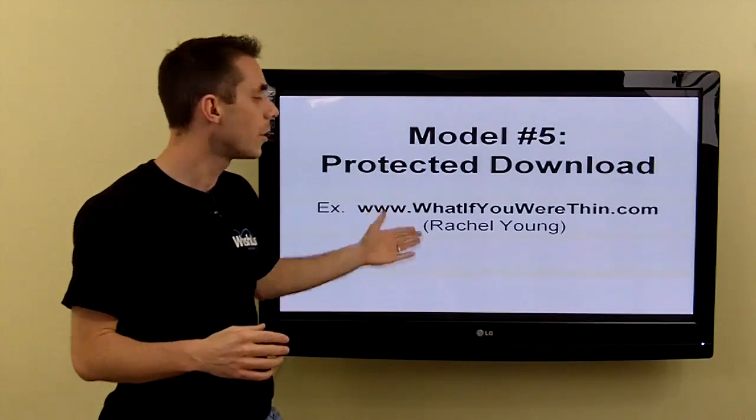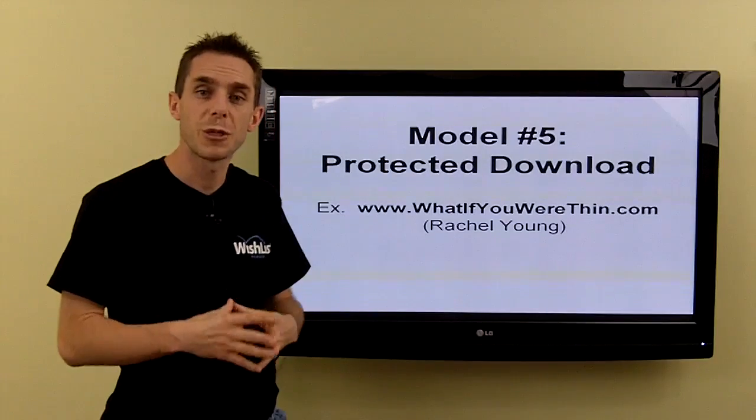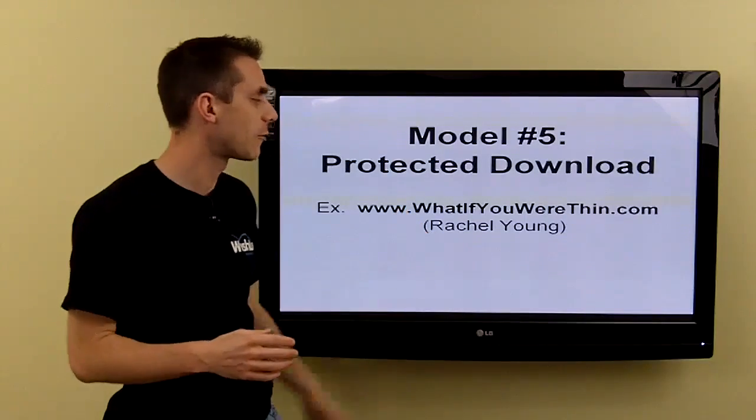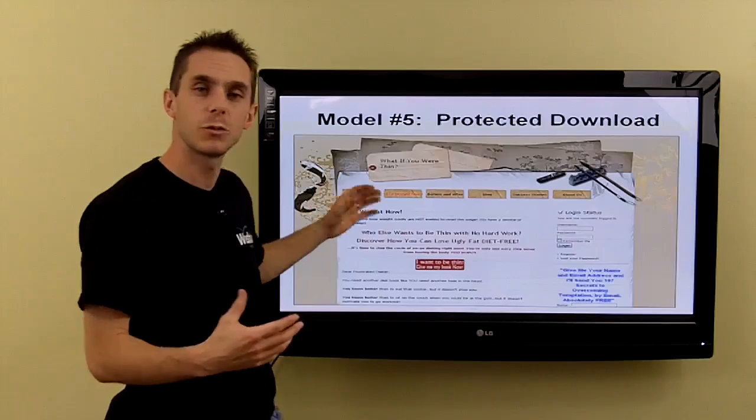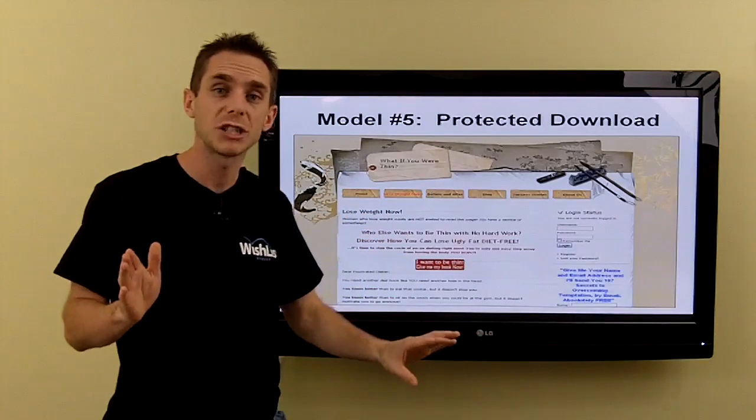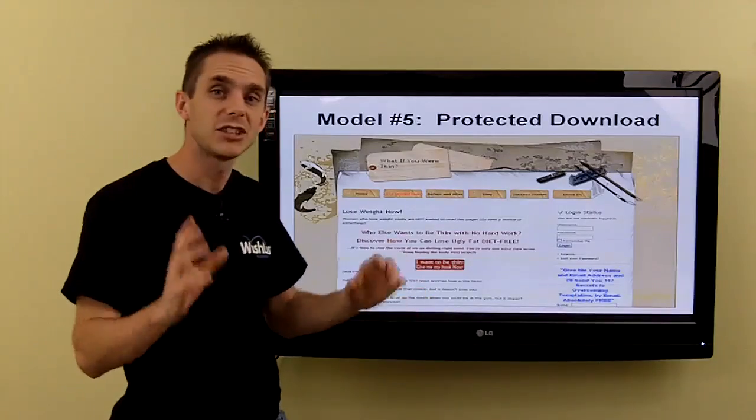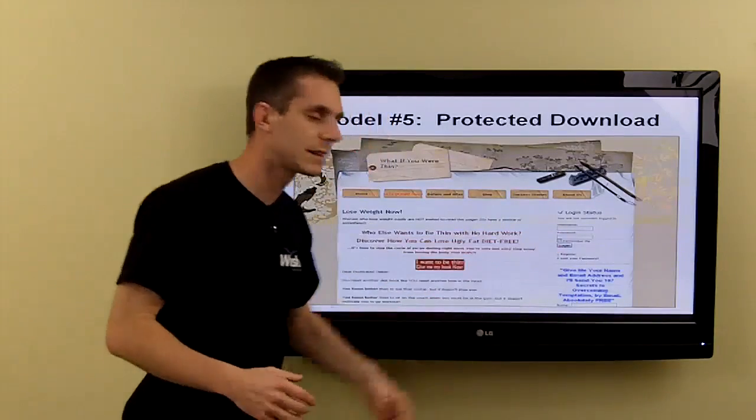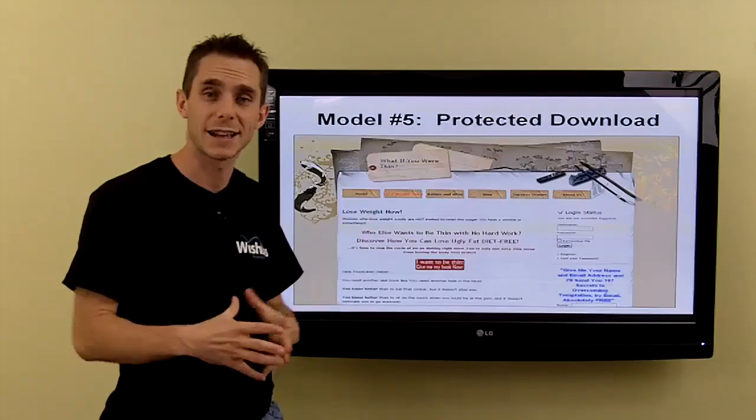Now here's an example. WhatIfYouWereThin.com. It's a site by Rachel Young. And what she did was she herself lost over 80 pounds. She detailed how she did that in an ebook, and she delivers that ebook in a protected members area where they log in and access it from there.